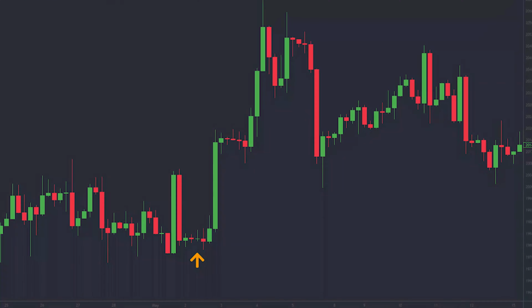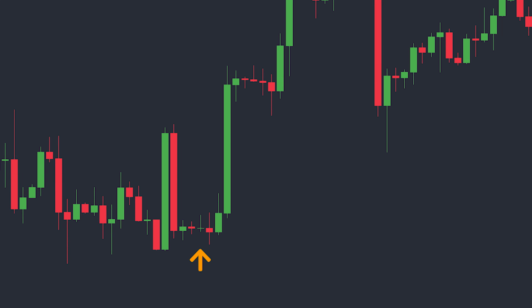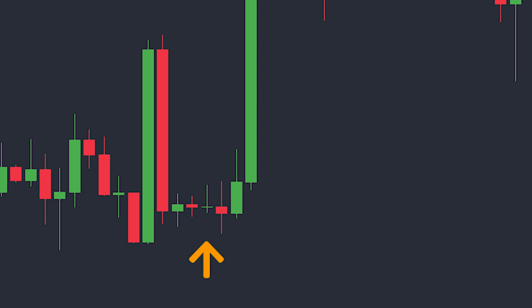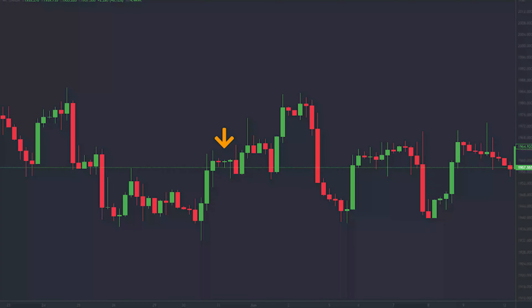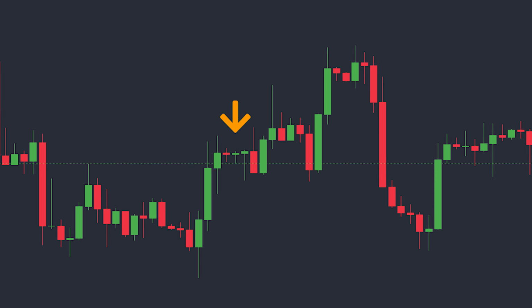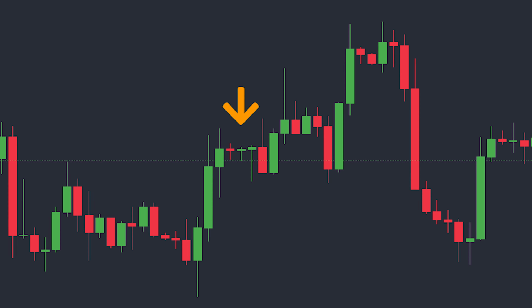Gravestone doji. This pattern occurs when the opening and closing prices are at the low of the day with a long upper shadow, indicating a potential bearish reversal. Four price doji. This pattern occurs when the opening, closing, high and low prices are the same, indicating a period of consolidation and potential reversal.